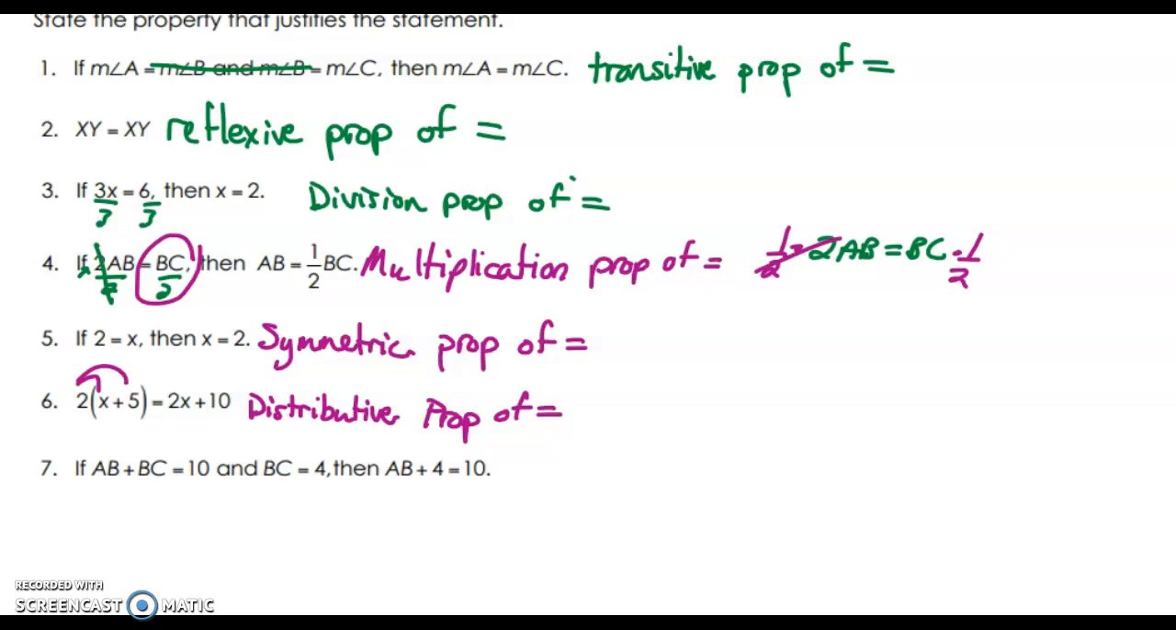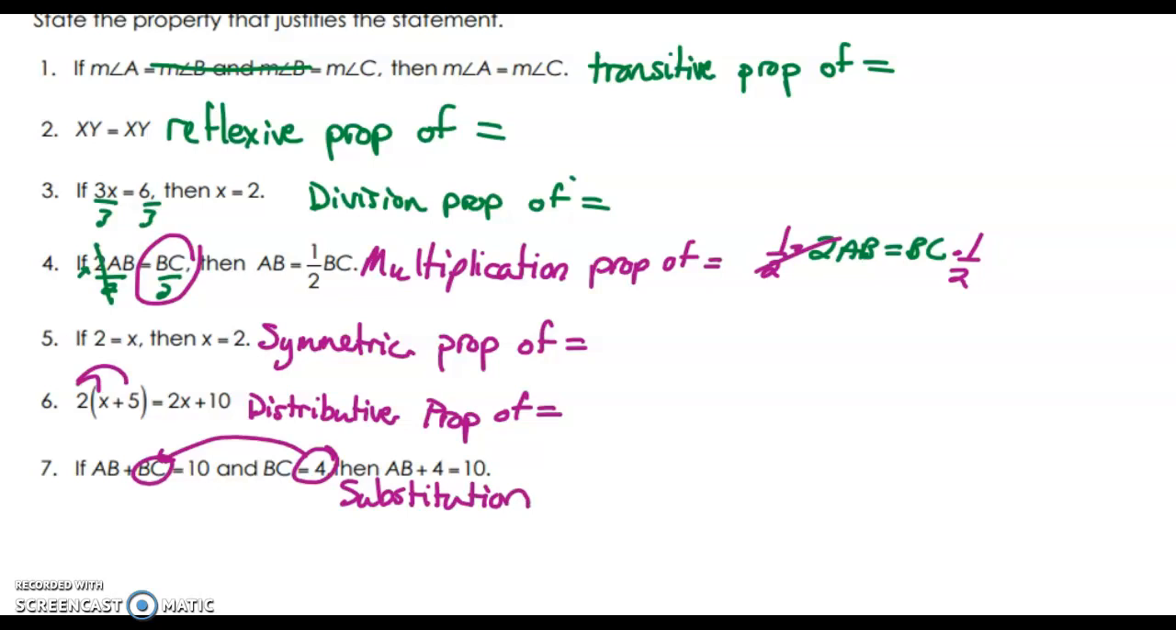Okay, let's do number 7 together. If AB plus BC equals 10 and BC equals 4, then AB plus 4 equals 10. So what I think they did was they took this 4 and they plugged it in where BC is. So that is substitution.